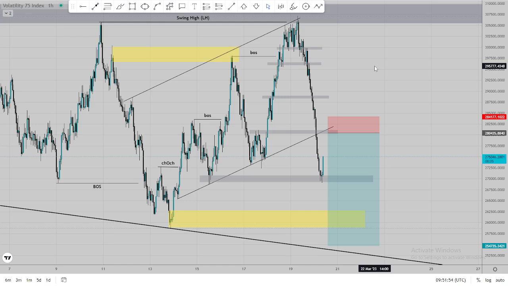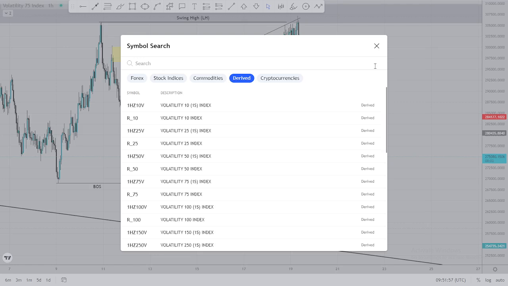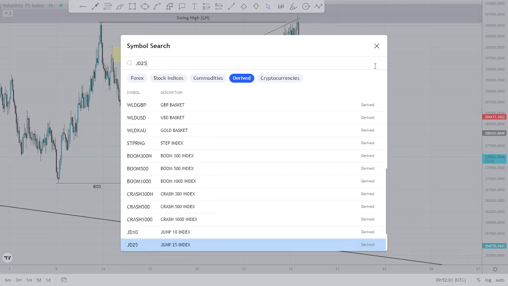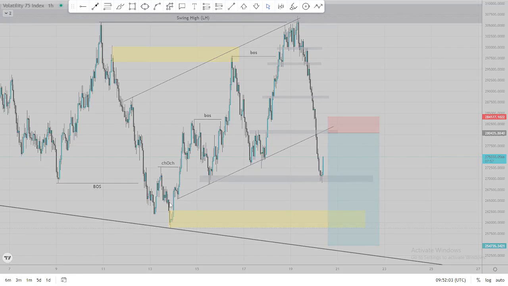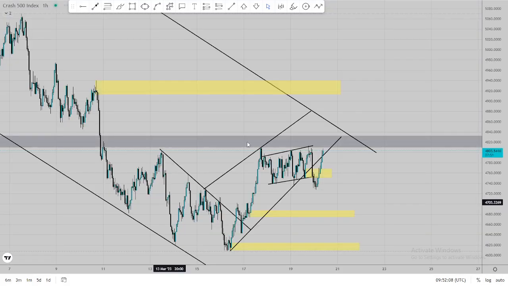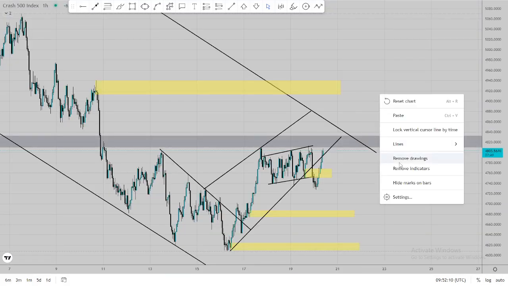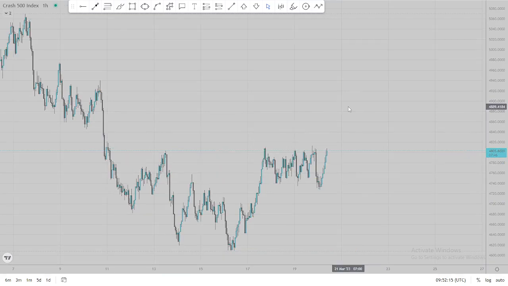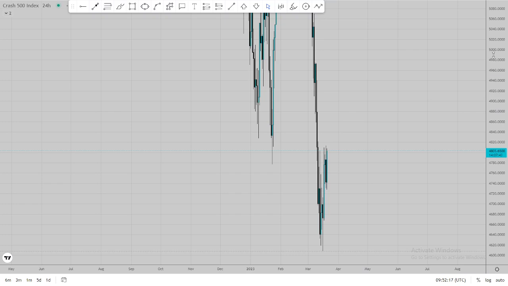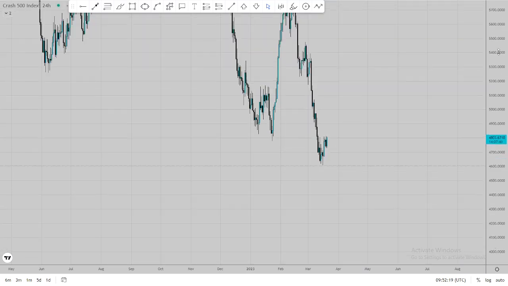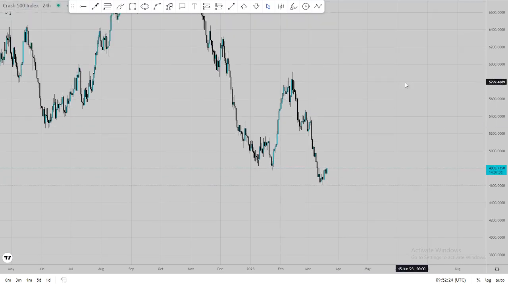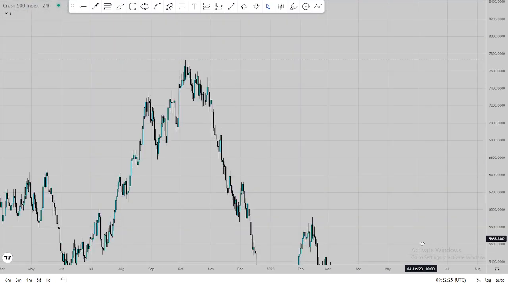So I just wanted to go through just a few crash and boom indices so that you see my analysis, my thought process and my expectations for this week on those crash and boom indices. I did analyze already, but I'll remove it. I'll start to analyze from the daily time frame. Remember, these are the setups that I'm expecting for this week.